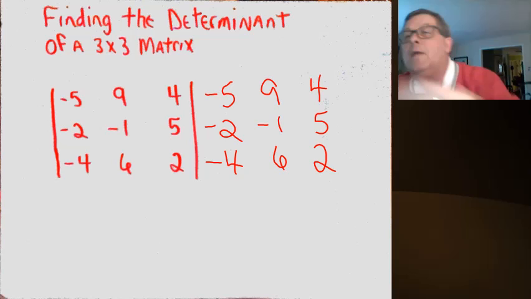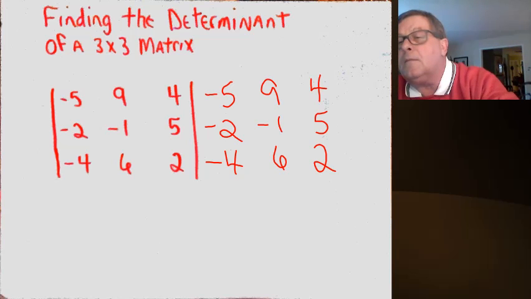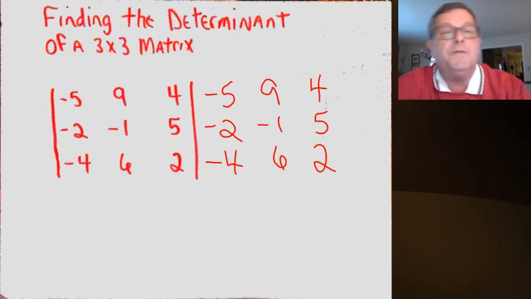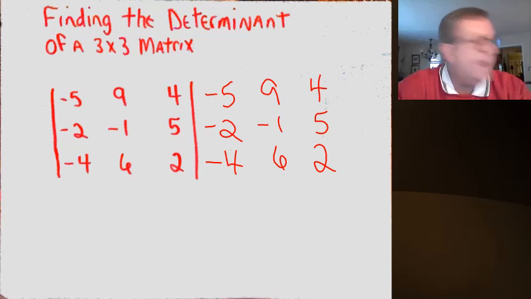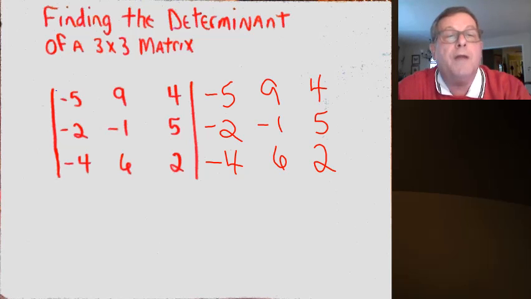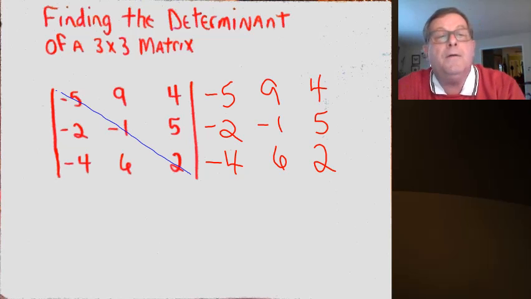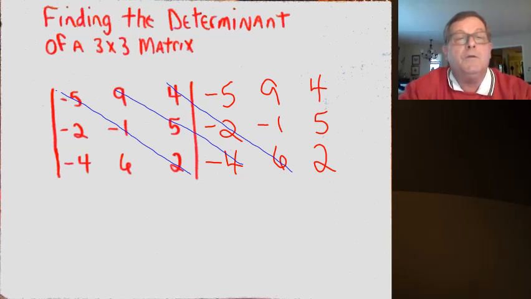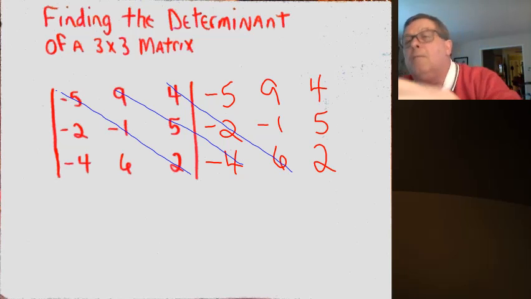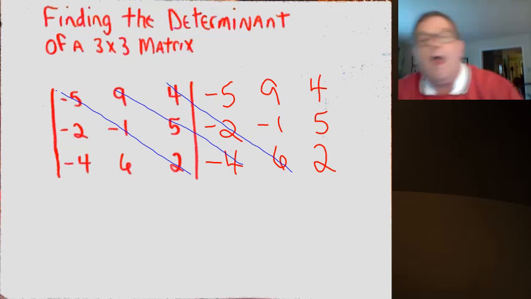So you might be wondering, why am I doing it this way? Well, we're going to be finding the determinant by diagonals. And so we're going to draw a diagonal line like this, and like this, and like this. And what I'm going to do here is multiply across these diagonals. And this is the first step.